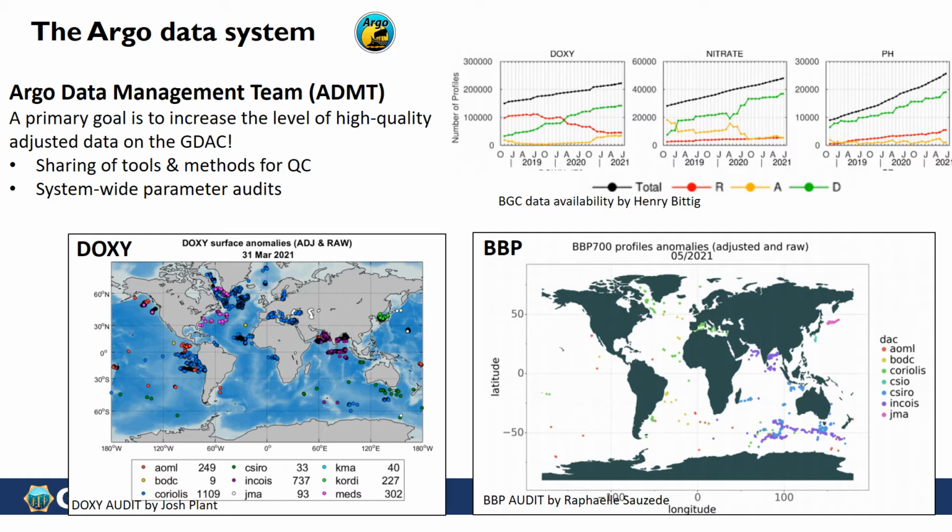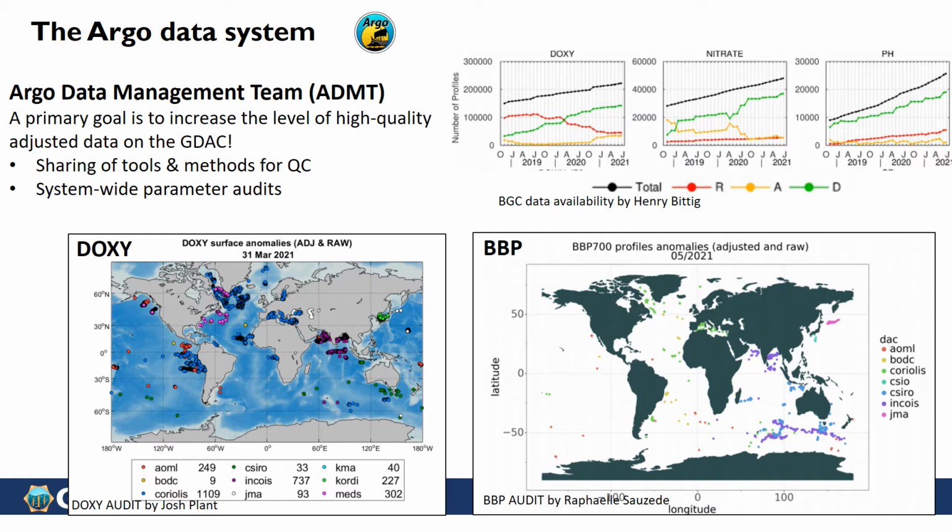The plots on the upper right, produced by Henry Bittig, show summaries of the amount of real-time adjusted and delayed mode BGC data through time for dissolved oxygen, nitrate, and pH. If we look at the plot on the left, we see back at the beginning of 2020, the amount of delayed mode profiles surpassed that of real time. So that was a big success for the Argo data management team, and it was due in large part to the implementation and adoption of the deoxy audit developed by Josh Plant.